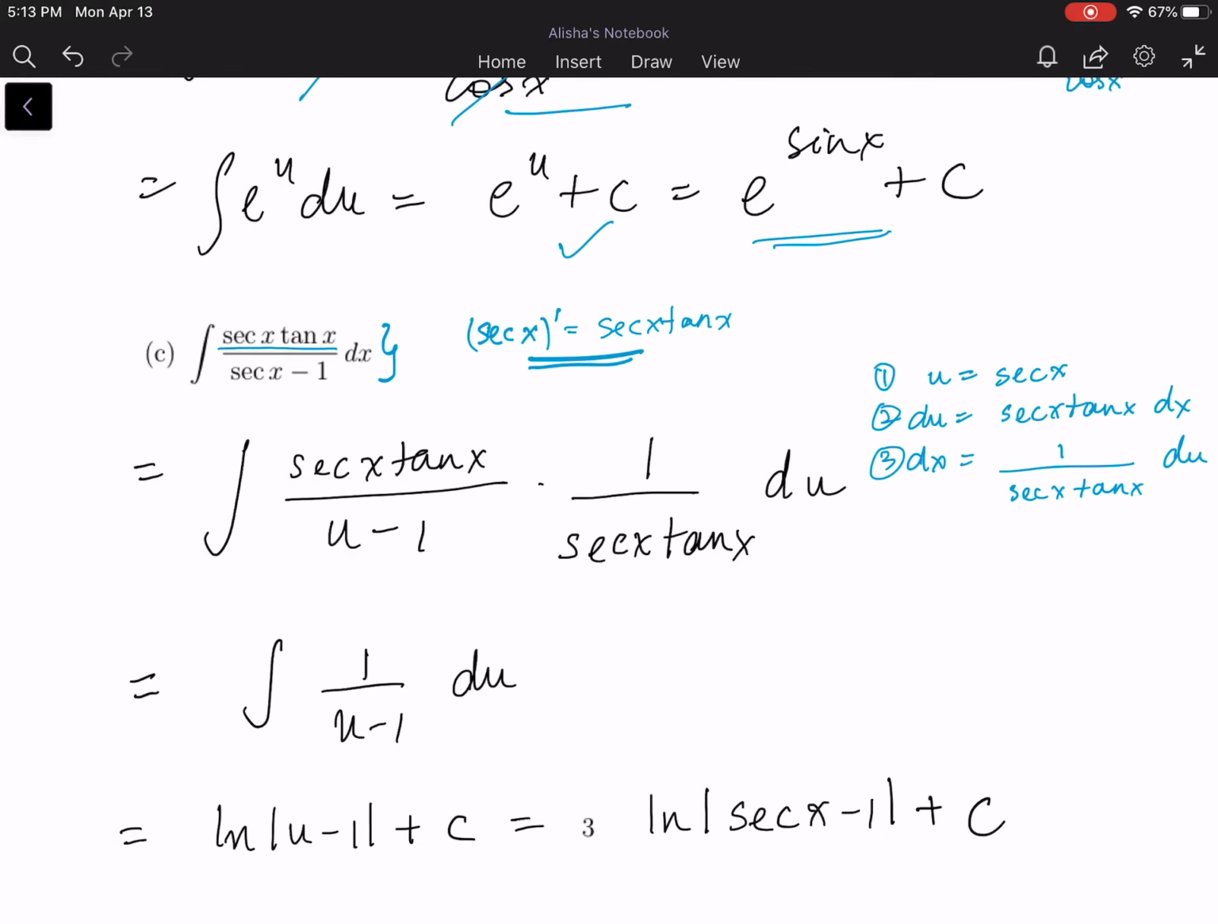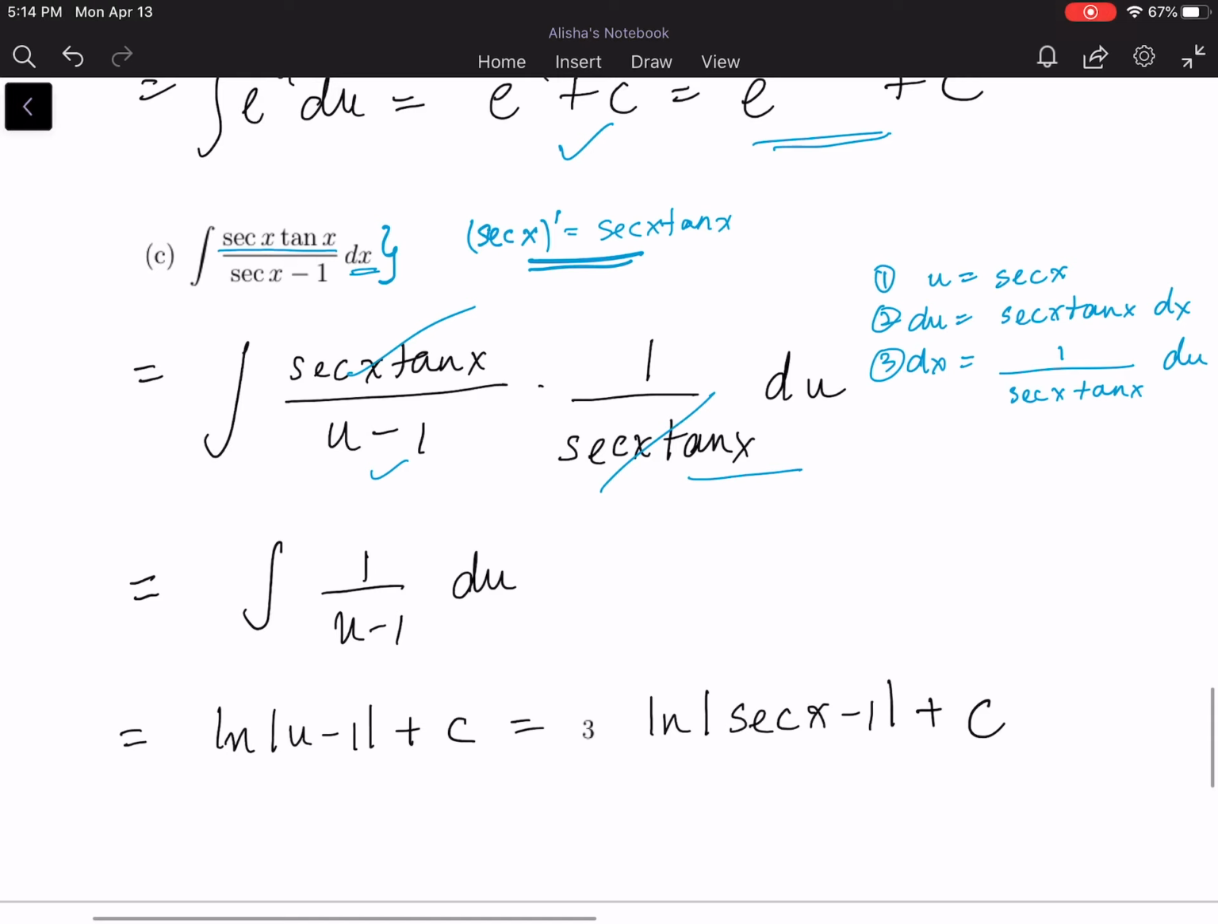the denominator becomes u minus 1, which is good. We know how to integrate rational functions. And then the dx becomes 1 over secant x tan x du. And so these things cancel away and we're left with du over u minus 1. And this is a rational function, or at least something of this form, that we might have come across several times.